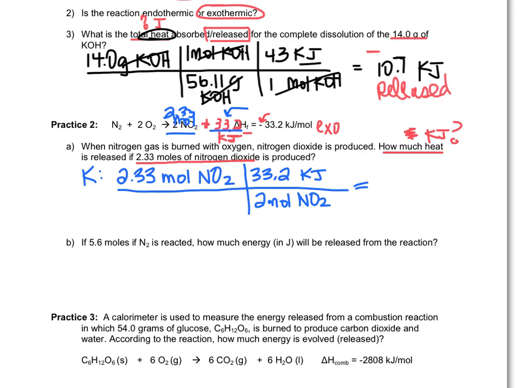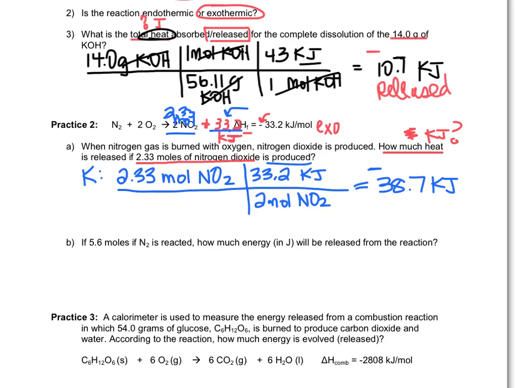And so my answer is going to be 3 sig figs, which is going to be 38.7 kilojoules. And again, remember produced or released, so I'm going to put a little negative sign there. Don't forget that, because that's always going to be a part of the question. So that's the amount of heat released.